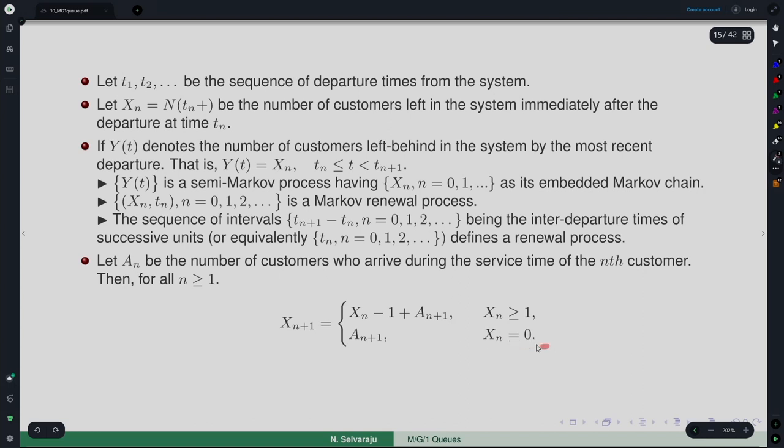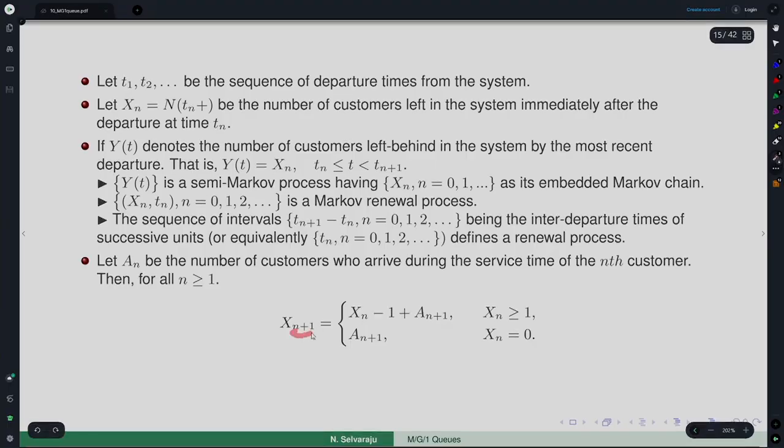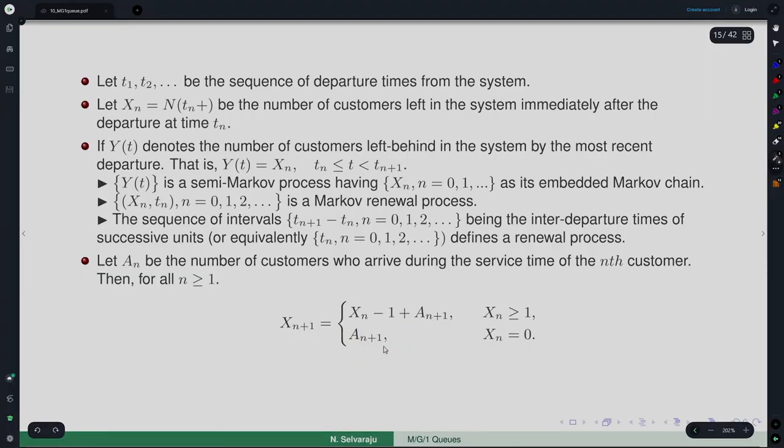Suppose there was no customer in the system when the nth customer left. Then what would have happened? First one customer would have arrived at some point of time, and the (n+1)th departure would be the customer who arrived when an empty system was there. The number he will leave behind in the system is exactly the number of customers who arrived during his service time, that is simply a_{n+1}. So that is the relationship here when x_n equals 0.